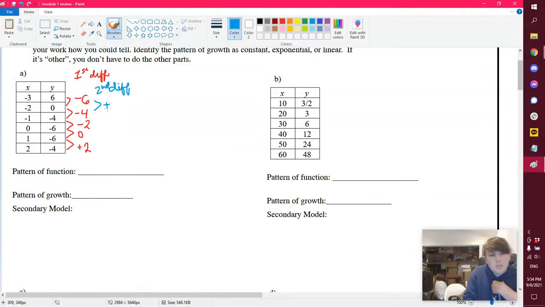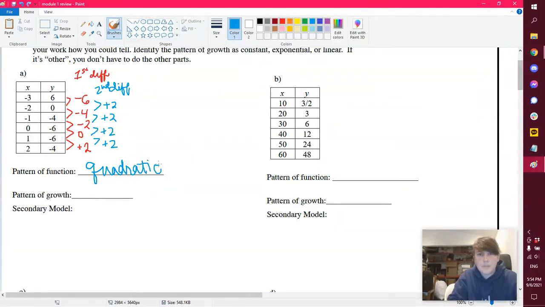Negative 6 to negative 4 is positive 2. And then we go up again 2 to get to negative 2. Up again 2 to get to 0. And then plus 2 again to get to positive 2. The second difference being constant, so these numbers being the same, even though these numbers aren't, means our pattern is quadratic, right? Our function is a quadratic function.